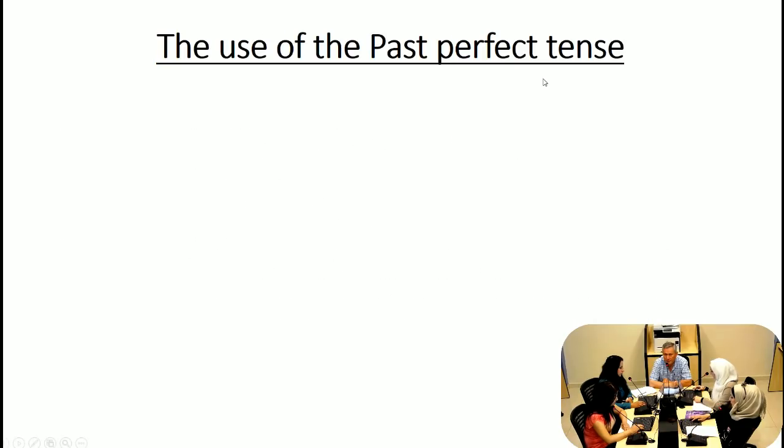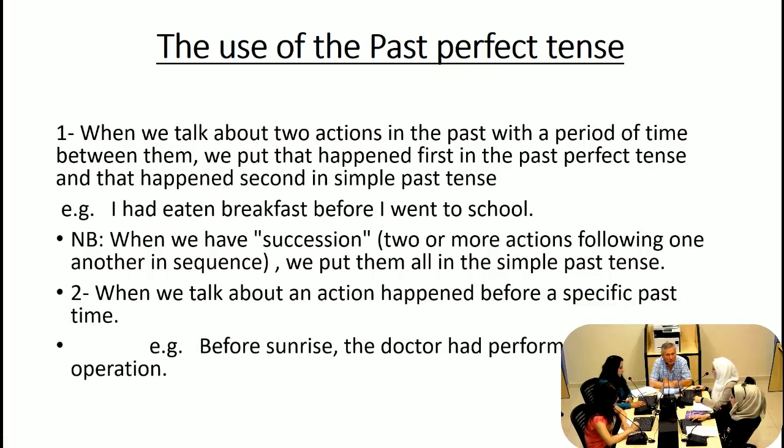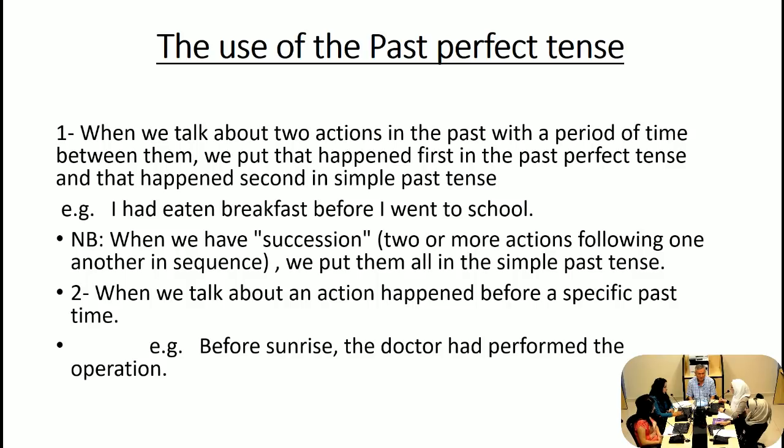Next, Miss Samar. Miss Zuka. Okay, the use of the past perfect tense. When we talk about two actions in the past with a period of time between them, we put the one that happened first in the past perfect tense and the one that happened second in simple past tense. For example, I had eaten breakfast before I went to school.